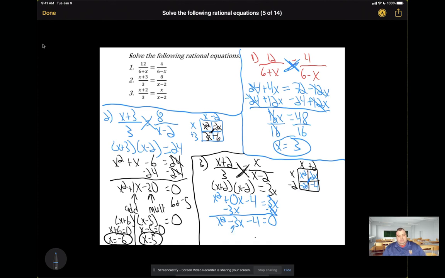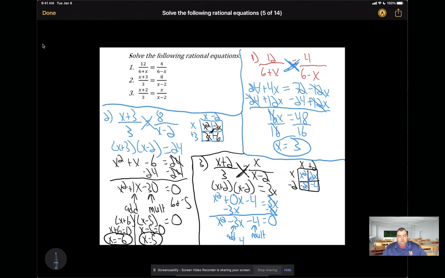I'm once again going to try and factor. And if I can't, I will go ahead and do the quadratic formula. But this one looks like it's factorable. So once again, I need two numbers that when I add them together, I get negative 3, and when I multiply those same two numbers, I get negative 4.